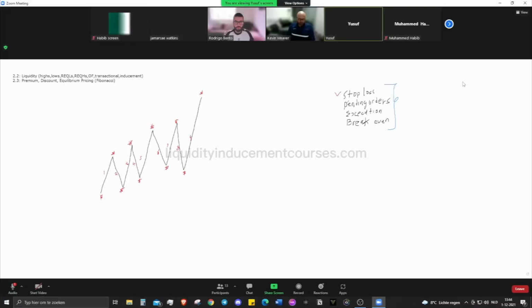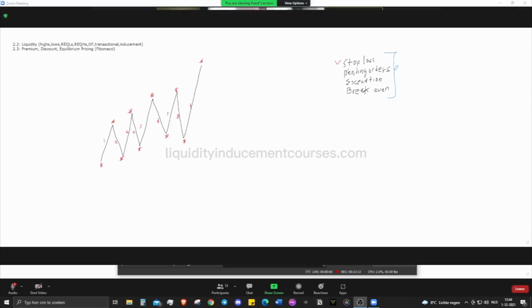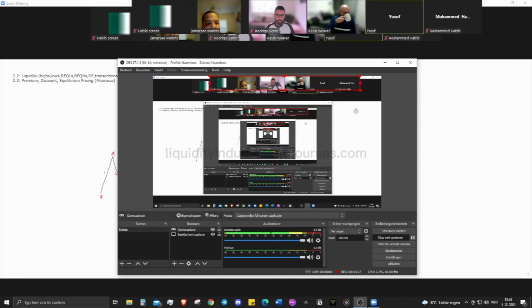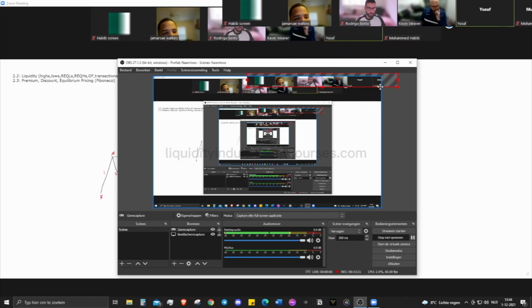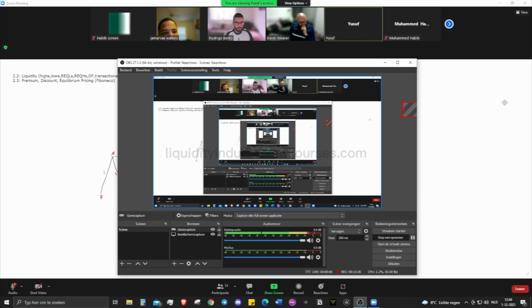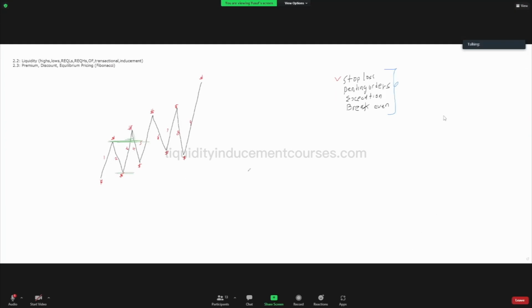Now let's look at the pending orders. Okay, pending orders. Where do you set pending orders? In the market, for example, breakout traders will be waiting for price to break out here and they set their buy stops here. True or true? Yeah. Reversal traders will be waiting for price to reverse back and they set their pending orders here and have their stop loss here, right? Am I correct? Yeah. Good.